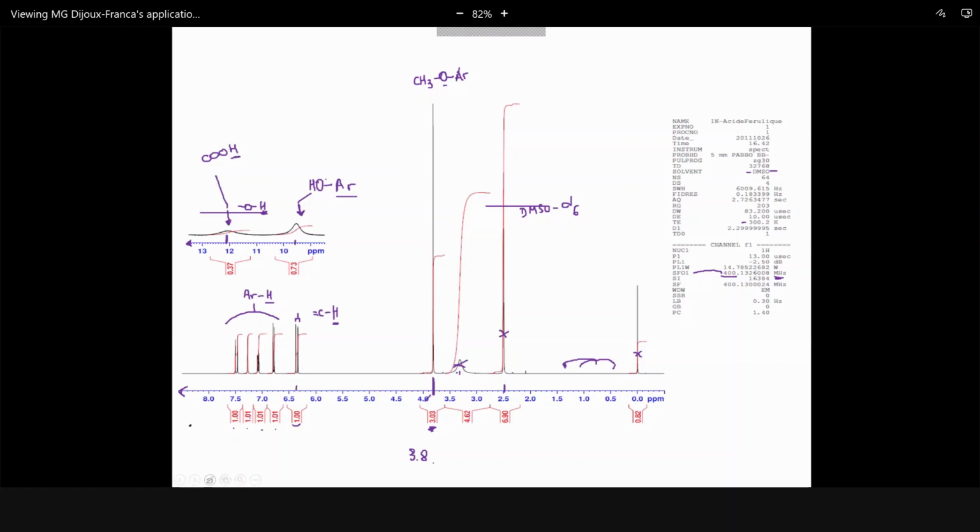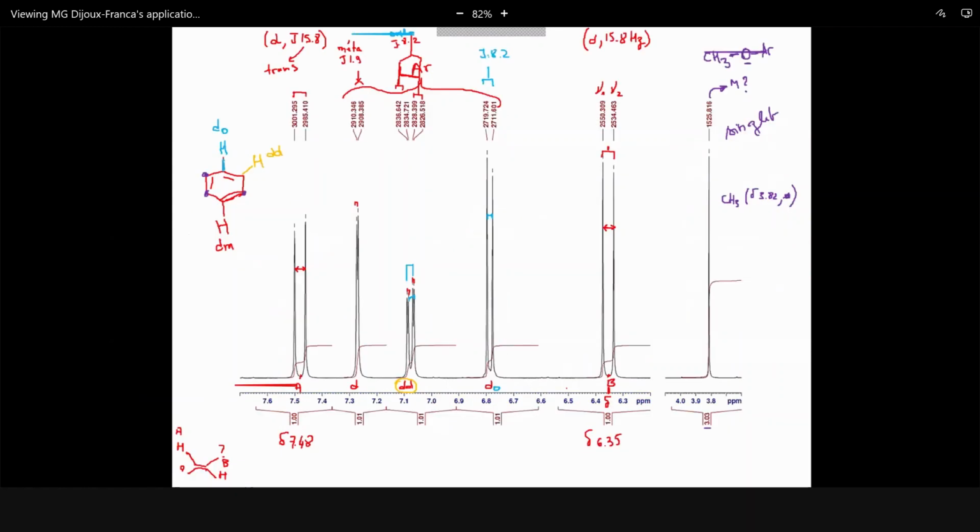So now I will have many possibilities to write or to put these substituents. I can draw whatever I want. I mean, here I can put the OH, here the OCH3, and here the double bond.